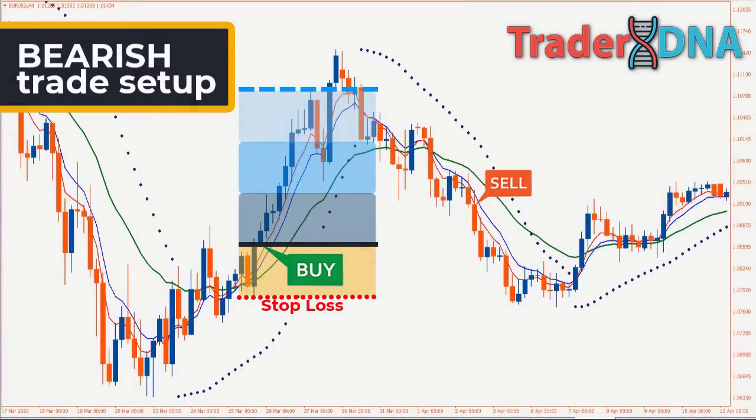The initial stop loss will be above the recent swing high with a buffer of 5 pips. An appropriate risk-reward ratio tends to be anything greater than 1:3.